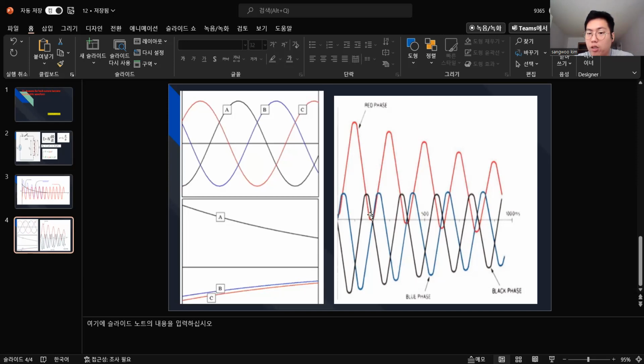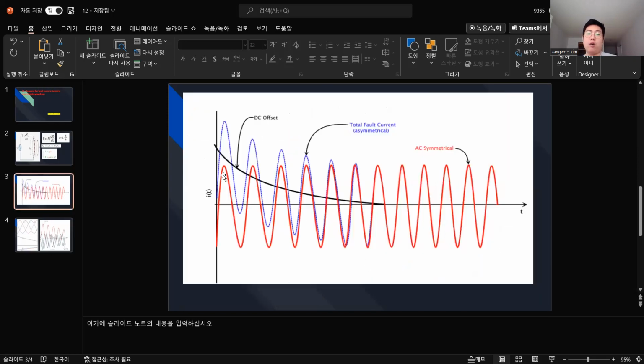That's why asymmetrical waveforms happen in a 3-phase system. But this is kind of not easy to understand, right? If we just see this waveform. So that's why I explained just one waveform. You know what I mean? So this is because of the inductor, it happened. Yeah, today's lecture is done, guys.